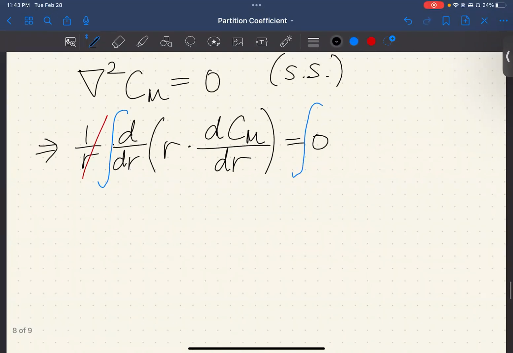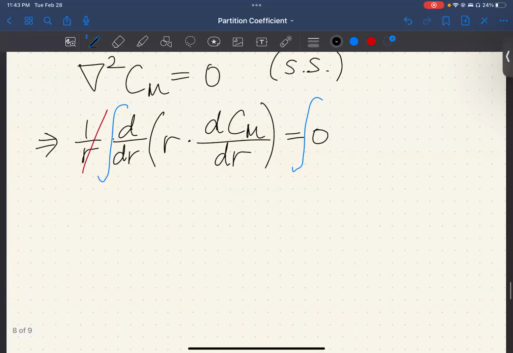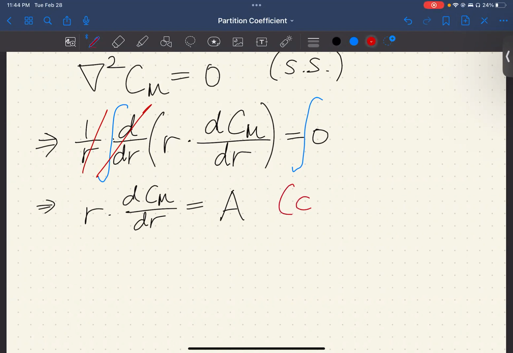we're left with an expression. We have, and this cancels out, r times dCm/dr is equal to a constant. Instead of using C1, C2, since we're using C's, I'm just going to use A. This is just a coefficient, or a constant. And remember, that's a sign for constant. So now that we have this, we can keep going.